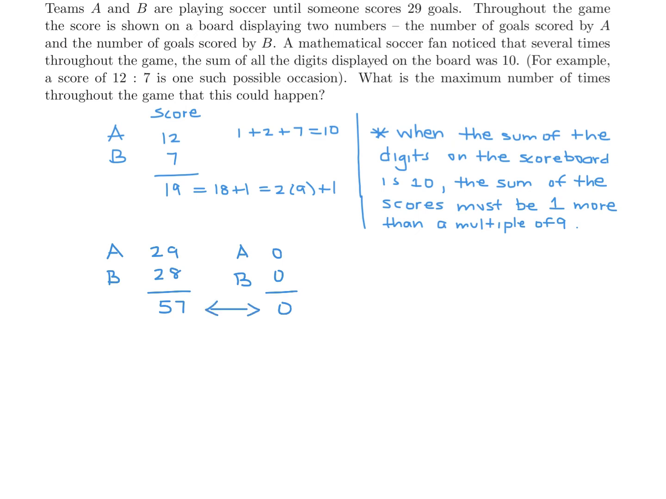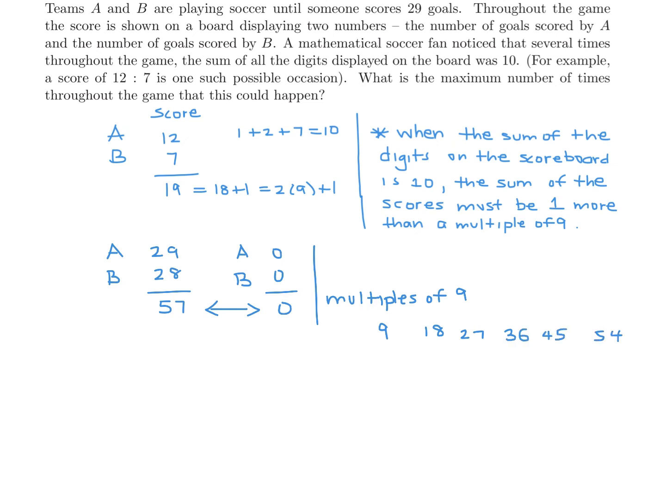So the sum of the scores must be one more than a multiple of 9. So we have to look at multiples of 9 and then one more. So first, multiples of 9. Well, obviously we have 9, 18, 27, 36, 45, and 54.